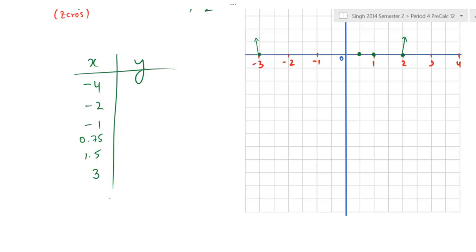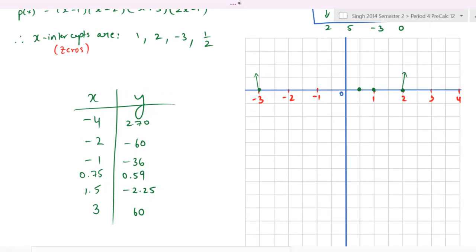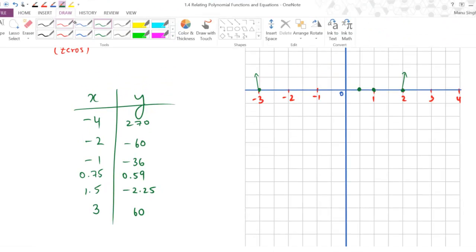Alright, once you figure those out, the values I ended up coming up with were -4, 270, -2, -60, -1, -36, 0.75 and 0.59, 1.5 and -2.25, and lastly 3 and 60. So you'll notice the points are very big and very small at the same time. So when you're setting your y-axis, it might be better if we set some numbers that were multiples of another big number. So what I'm going to do is set my y-axis, say, multiples of 6, just so I get a nicer graph here.